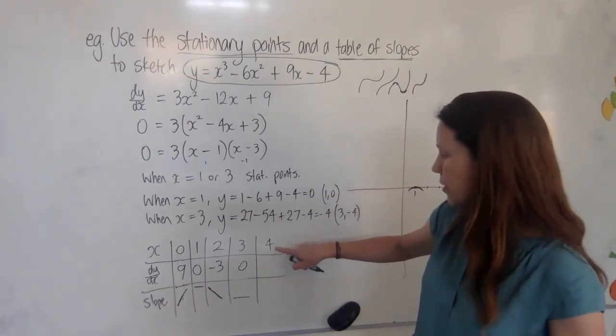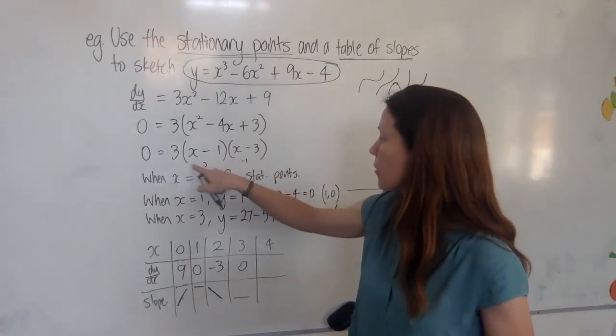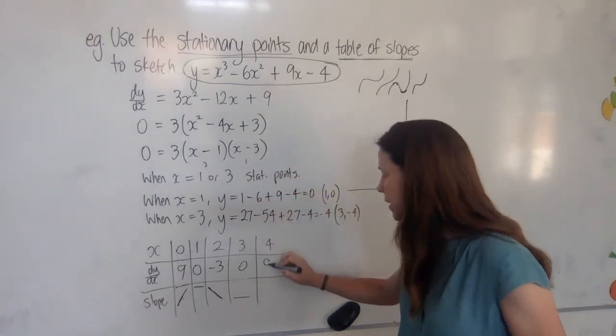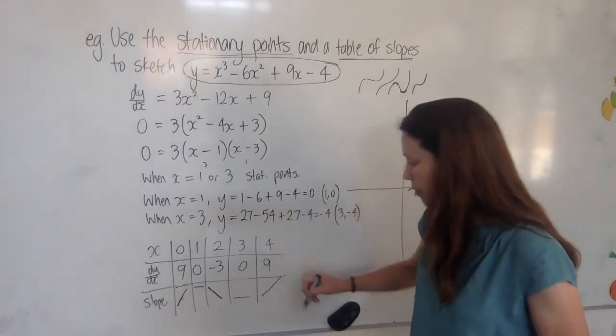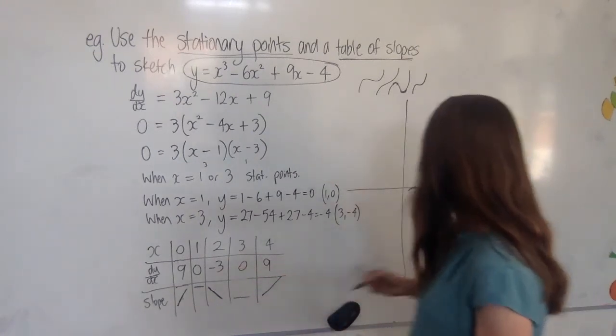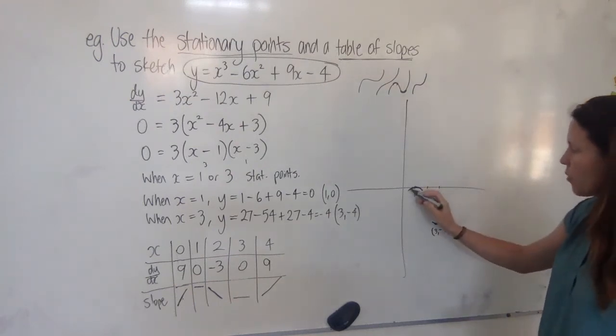So investigating what the slope is when x is 4, well 4 minus 1 is 3, 3 3s are 9, and 4 minus 3 is 1, so I've got a gradient here of 9, so that's going positive again, so I can see that this must be a minimum turning point. So I can do a little bit of a minimum curve here.